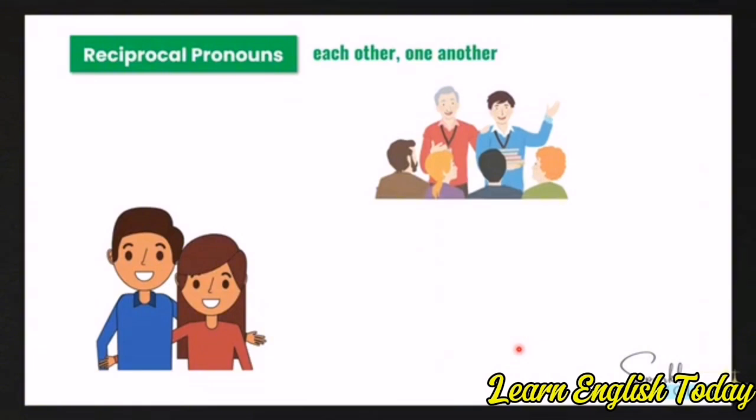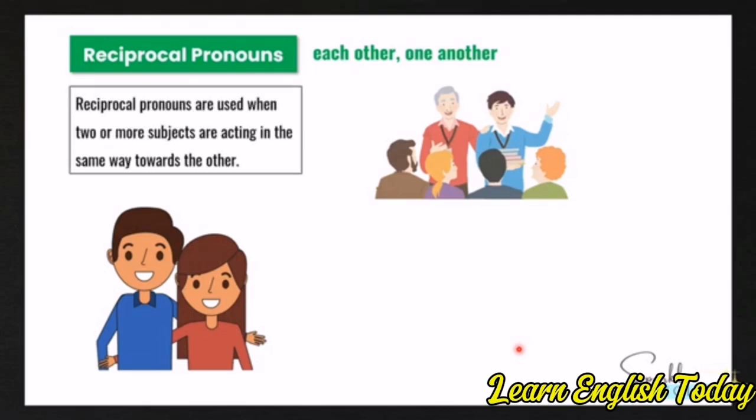And finally, we have reciprocal pronouns. There are only two reciprocal pronouns, each other and one another. Reciprocal pronouns are used when two or more subjects are acting in the same way towards the other. We use each other for two people, and we use one another usually for more than two people.